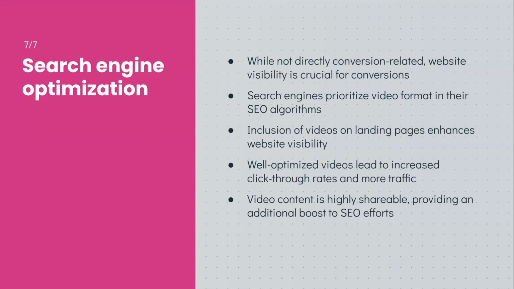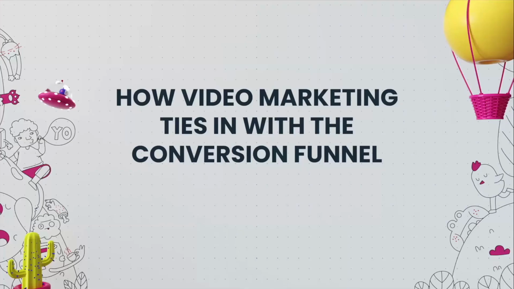And we all know that search engines are increasingly placing priority on video format in their SEO algorithms anyway. So more and more websites are including video just to stand out in this crowd that is the online space. A well-optimized video for SEO specifically can increase click-through rates and generate more traffic. And we saw the stats earlier, even our customers reported that they did see an increase in traffic. So it really is effective to get more people to your website so they can see what it is that you have to offer. And that was it for the 7 reasons.